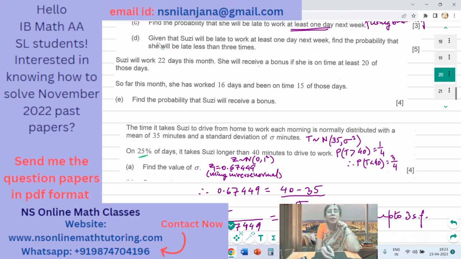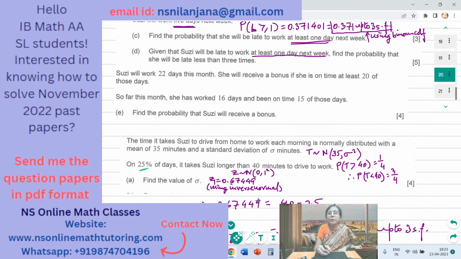Subpart D. Given that Susie will be late to work at least 1 day next week. Given that, it is a case of a conditional probability. Find the probability that she will be late less than 3 times. Less than 3 times, at least 1, means she will be late either a single day or 2 days maximum, because it should be less than 3. So what will the conditional probability be?